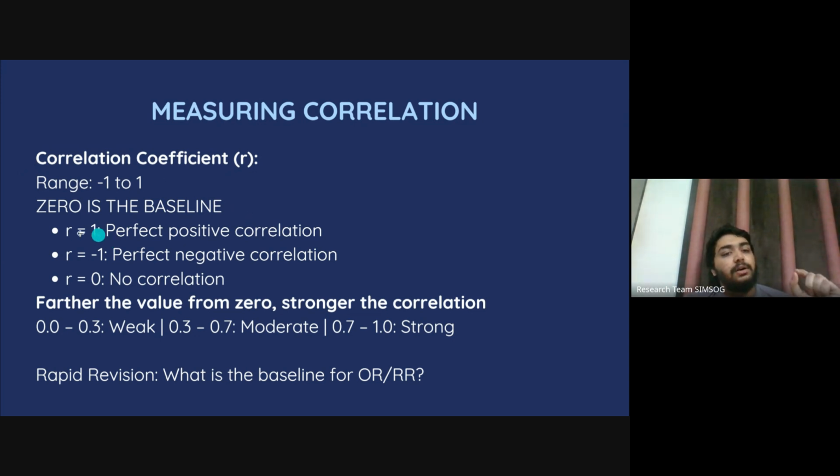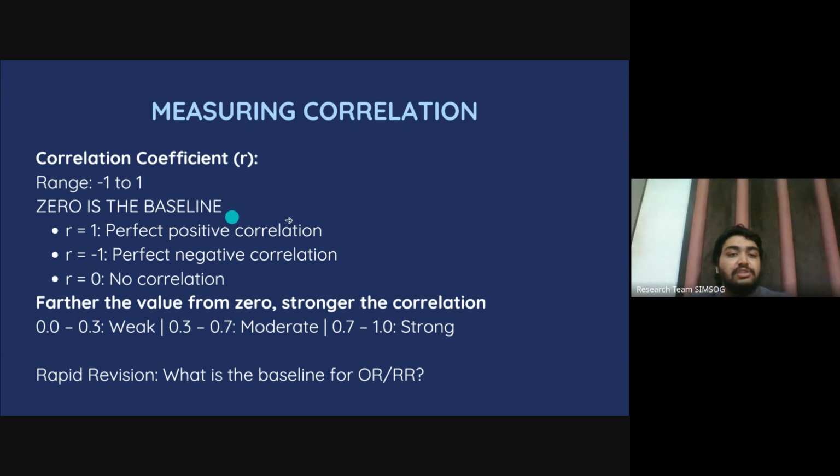If R is perfectly +1, we say it is a perfect positive correlation. It is so strong that when one increases, the other will definitely increase. I'm not telling how much it will increase, I'm saying it will definitely increase. Whereas if R is -1, when one increases, the other variable will definitely decrease. Again, I'm not telling by how much, because that comes from regression. That is the difference.